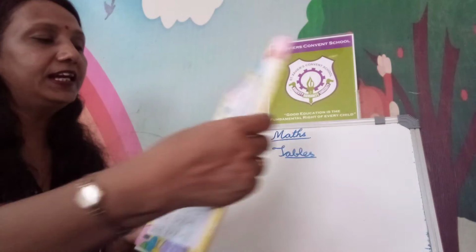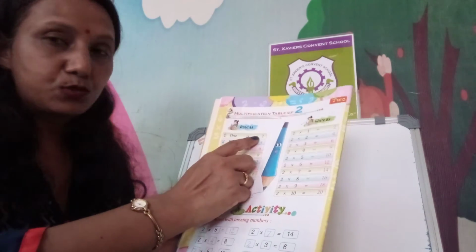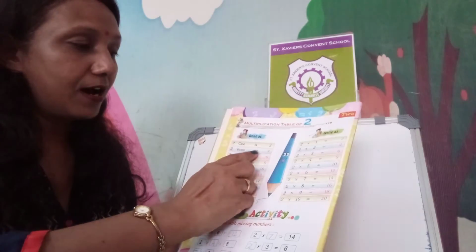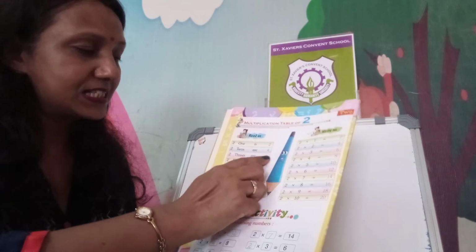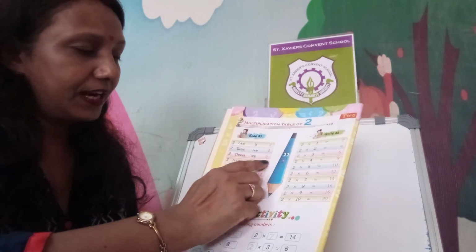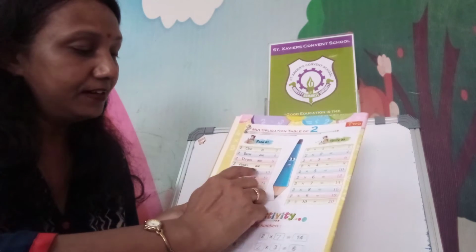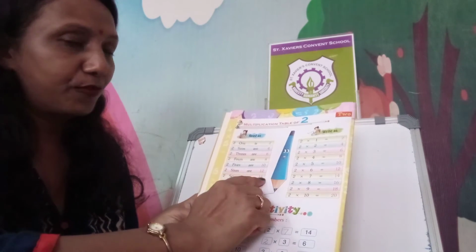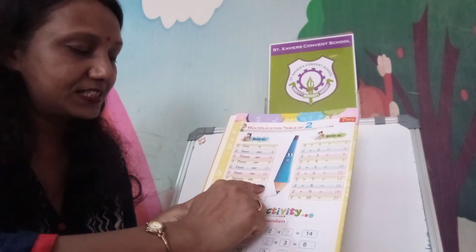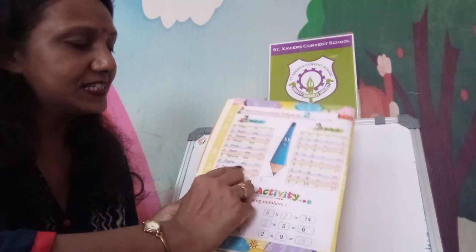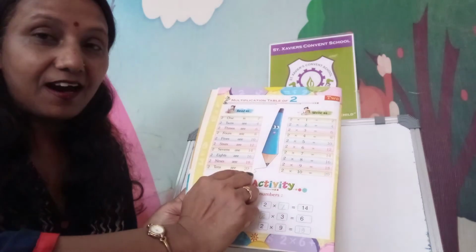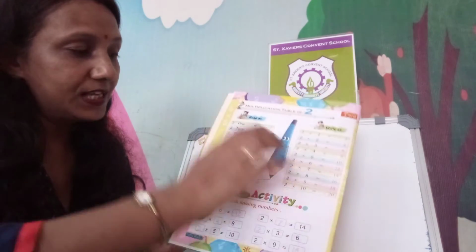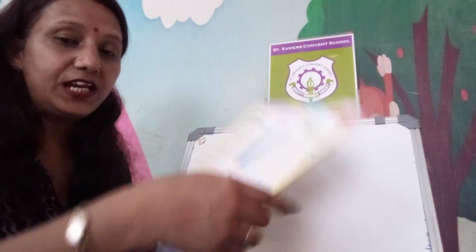Here is the reading method. 2 ones are 2, 2 twos are 4, 2 threes are 6, 2 fours are 8, 2 fives are 10, 2 sixes are 12, 2 sevens are 14, 2 eights are 16, 2 nines are 18, 2 tens are 20. So this is the way we can read.